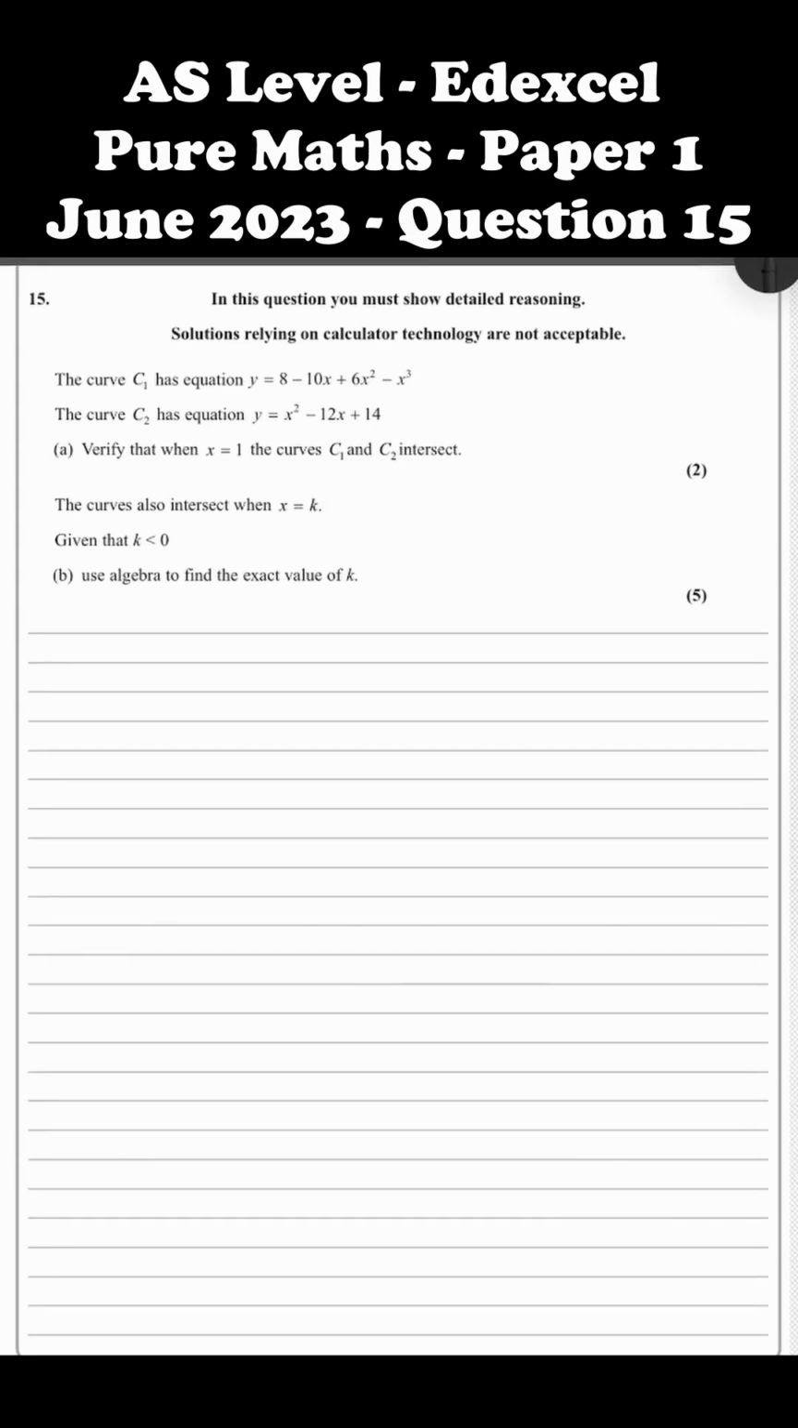Question 15. The curve C1 has equation y equals 8 minus 10x plus 6x squared minus x cubed. The curve C2 has equation y equals x squared minus 12x plus 14. Part A, verify that when x equals 1, the curves C1 and C2 intersect. So, they intersect if the x and y values are the same.